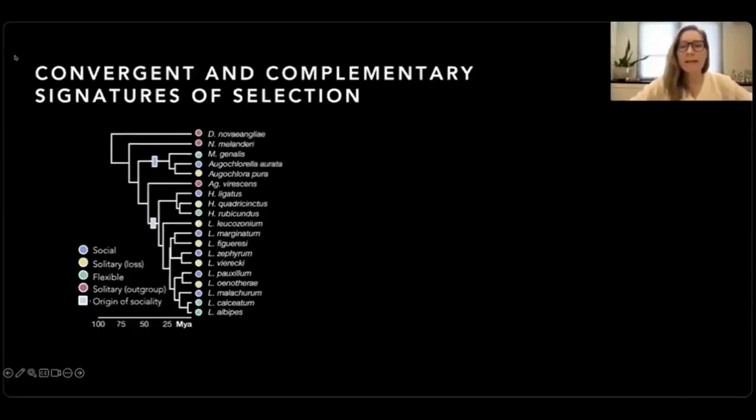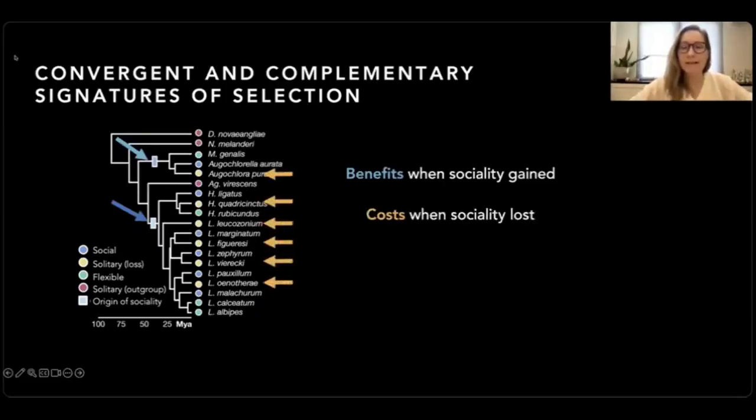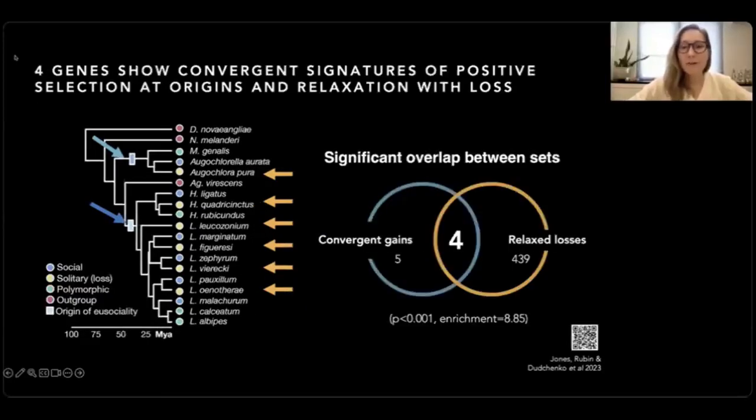So we were especially interested in genes that show convergent and complementary patterns of selection across these independent gains and losses. And the convergent positive selection on both branches implies that there are benefits associated with changes when eusociality is gained, while genes that show convergent relaxed selection suggest that there are costs associated with the maintenance of these traits when eusociality is lost. And therefore, genes that show both of these complementary signals would carry the classic signature of an evolutionary trade-off, suggesting that at those loci, beneficial changes tied to the origins of eusociality may convey a cost when eusociality is lost.